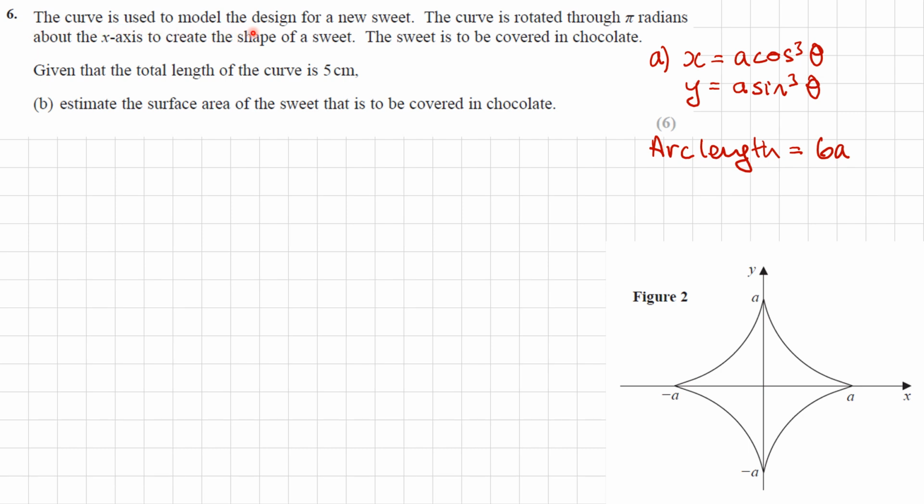The curve is used to model the design for a new suite. The curve is rotated through pi radians about the x-axis to create the shape of a suite. The suite is to be covered in chocolate. Given that the total length of the curve is 5 centimeters, part B, estimate the surface area of the suite that is to be covered in chocolate.